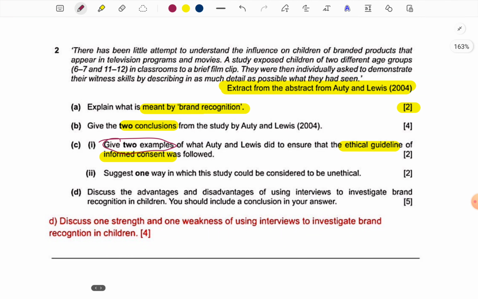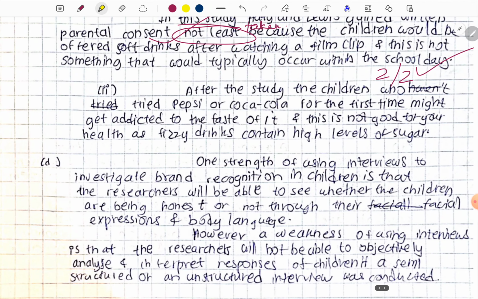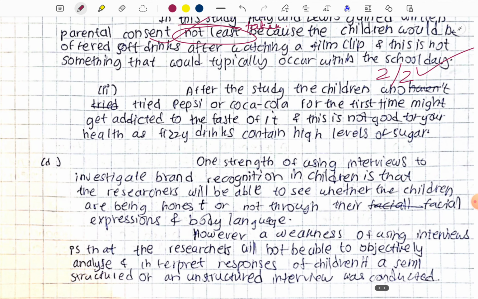Next is: suggest one way in which this study could be unethical. So no doubt the researchers have taken care of certain ethics, especially informed consent. Yet there are some concerns when it comes to ethics. So as she has mentioned here, children who are trying Pepsi or Coca-Cola for the first time may get addicted to its taste.